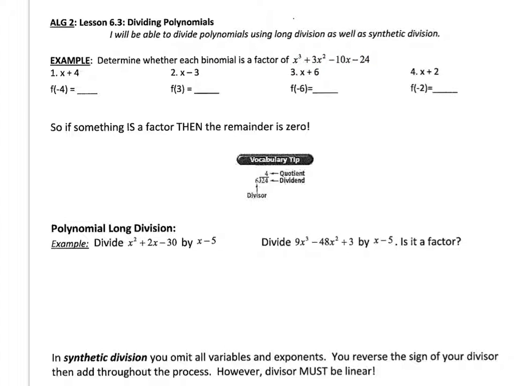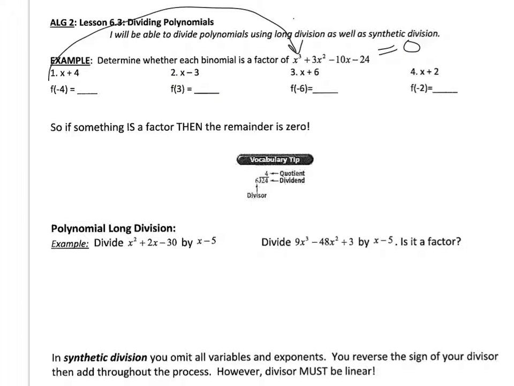So what that means is if you plug in -4 in for x and you get the remainder equal to, or sorry, if you get this equal to 0, we know that it's a factor. So if I plug in -4 and it equals 0, then I know it's a factor, it's a solution, it's an x-intercept. So I'm going to plug in -4, 3, -6 into this function, and -2 into this function.